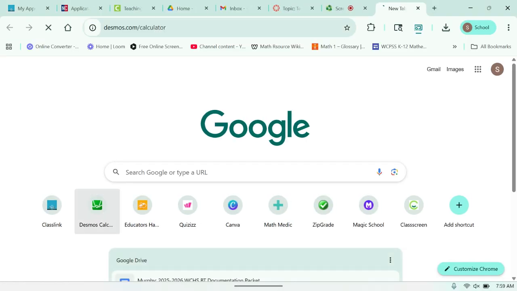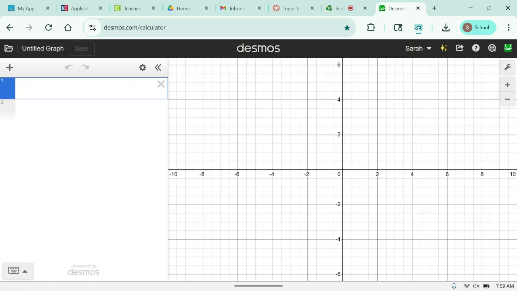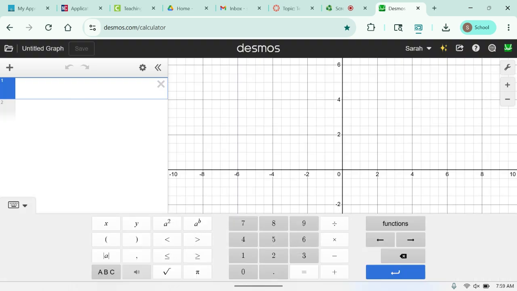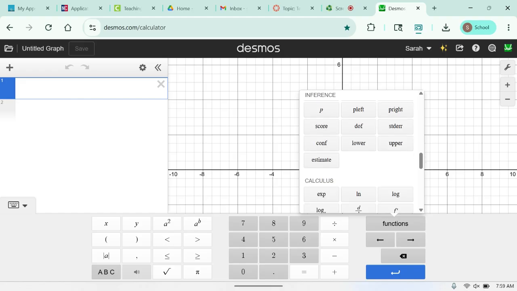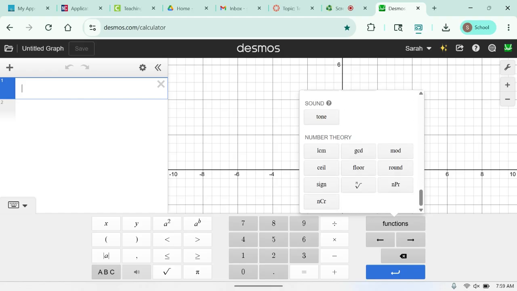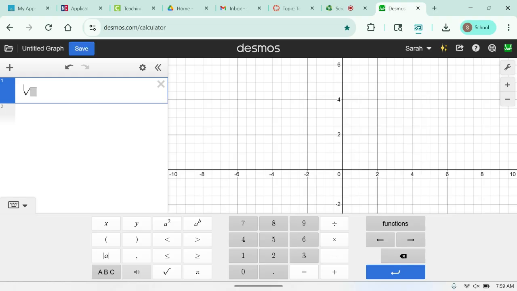All right, so here's how you would do it. You can't use the square root key. You actually have to go to functions and then scroll all the way down until you see this radical with an n on it. If you click that, then you can input the 3. So it'd be the cube root of x plus 4 minus 1, and there it is.